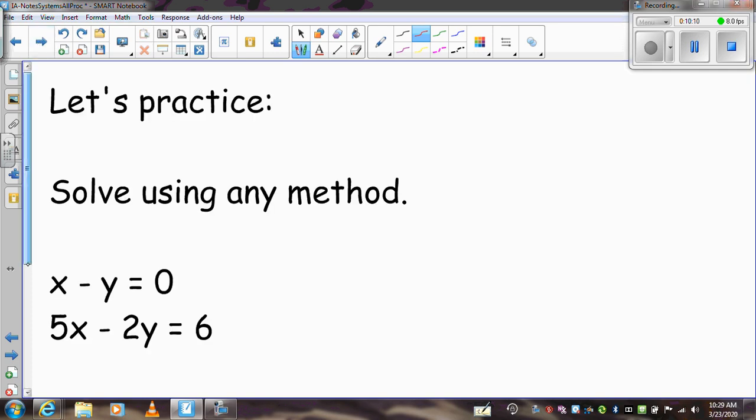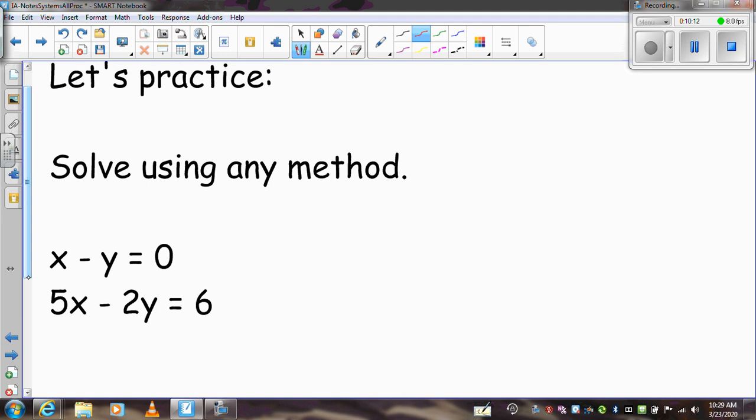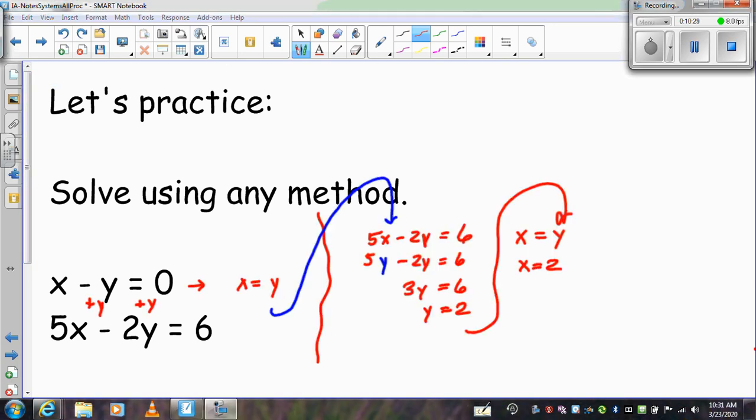Okay. If you would like to do this section, you can, but I'd like you to practice by solving using any method. So feel free to pause the video, solve it, and then unpause it to check. Okay, pause it now if you want to try this. Okay, so if you did this, you should have had an answer of (2, 2). So this would be an example of a consistent system.